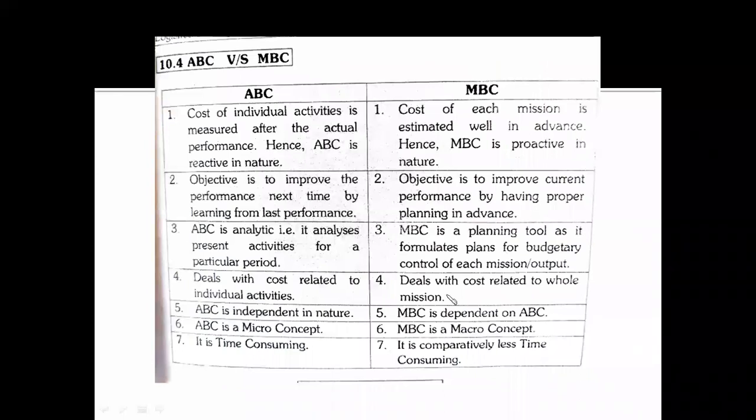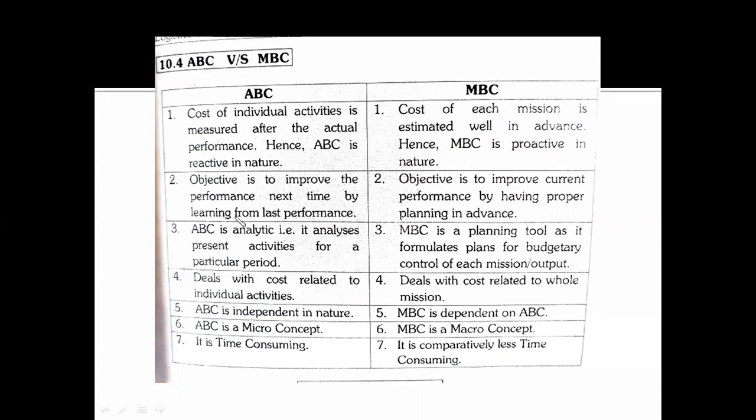Here you can see the differences between activity-based costing and mission-based costing. First, ABC analysis. In the ABC costing method, the cost of individual activities is measured after the actual performance. Hence, ABC is reactive in nature. Cost of each mission is estimated well in advance. It is proactive in nature. Proactive means it is prepared beforehand.